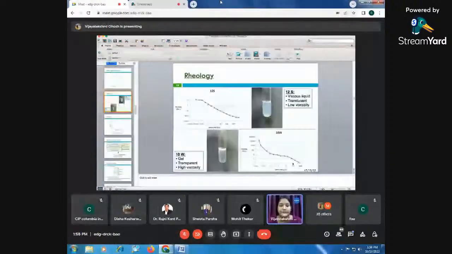Then we studied the rheology. We checked the viscosity, and we compared the viscosity between 12S and 10W. These are our best formulations. 12S was a viscous liquid, translucent, and had low viscosity compared to 10W, which is a gel, transparent in color, and had high viscosity.